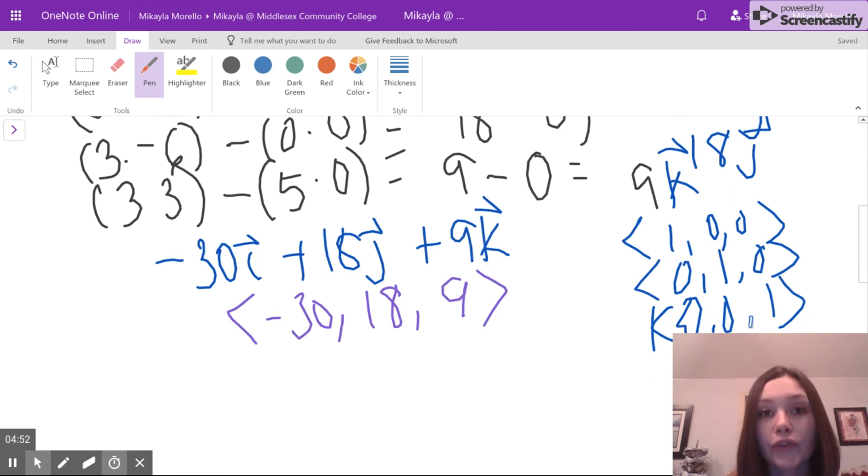If we wanted to do v cross u, it would be a whole different story. There are rules to associate the two, but this is our cross product answer, vector for u cross v, negative 30, 18, 9.